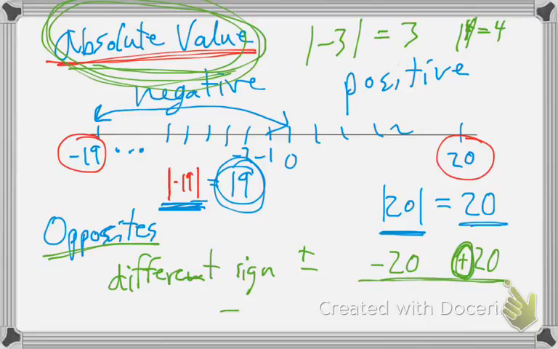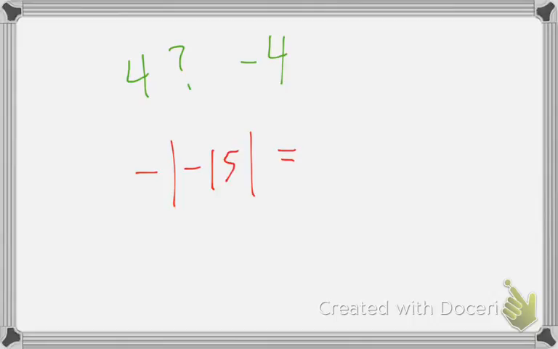So what's the opposite of -3? The opposite is +3. What's the opposite of 4? The opposite would be -4. So once in a while you might see something like this. And this is telling you, so you got to figure out the answer here. The absolute value of -15, what is that? Let's do that first. The absolute value of -15 is just 15, right?